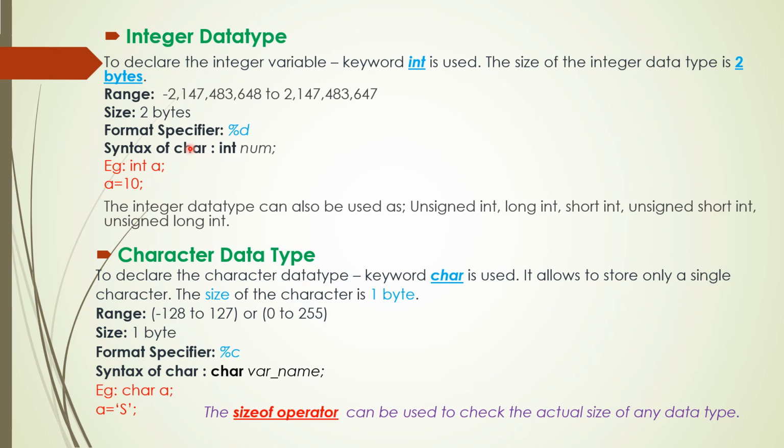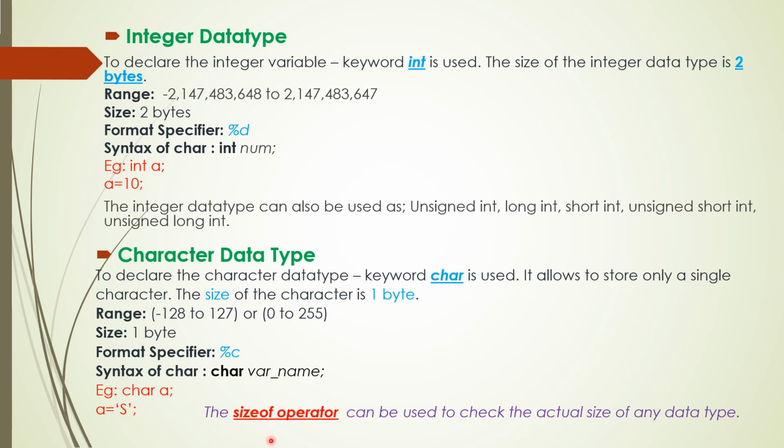Next is the character data type. To declare the character data type, we use the keyword char, and the size is 1 byte. Generally, we can store only one single character in this data type. The character data type format specifier is %d, and the range is this. The syntax is char, and an example is char a, in which we store only one character.